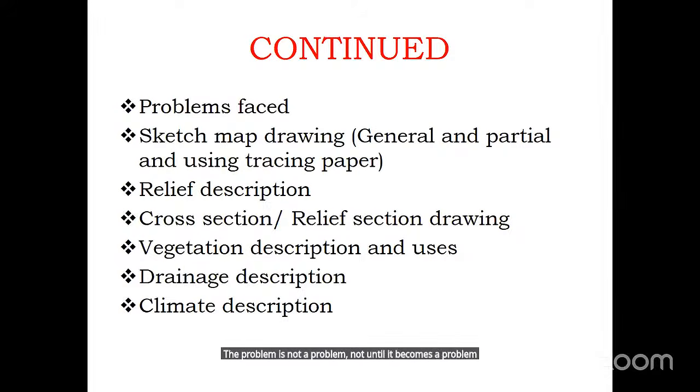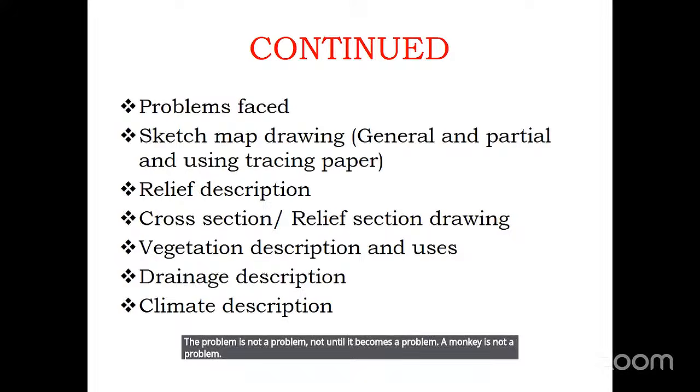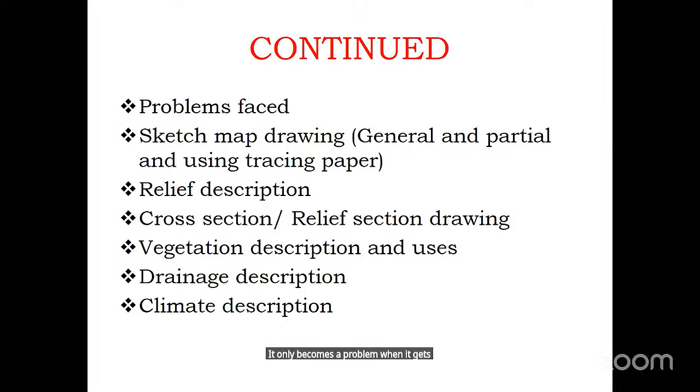A monkey is not a problem. It only becomes a problem when it gets to your maize garden and it destroys. And therefore, if they tell you to explain, to describe, to outline, even if they told you to identify, you are supposed to give the problem, show how it is a problem.